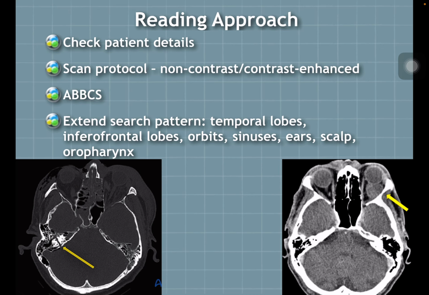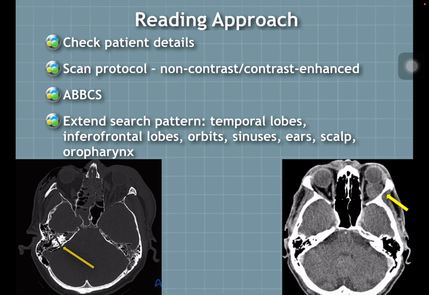Here we need to have an extended search pattern. It involves the temporal lobe, inferofrontal lobe, orbits, sinuses, ear, scalp, and oropharynx. This area we might miss during a normal review of CT images. So here, this is a CT scan bone window showing a temporal bone fracture. And this is a case of metastatic melanoma.